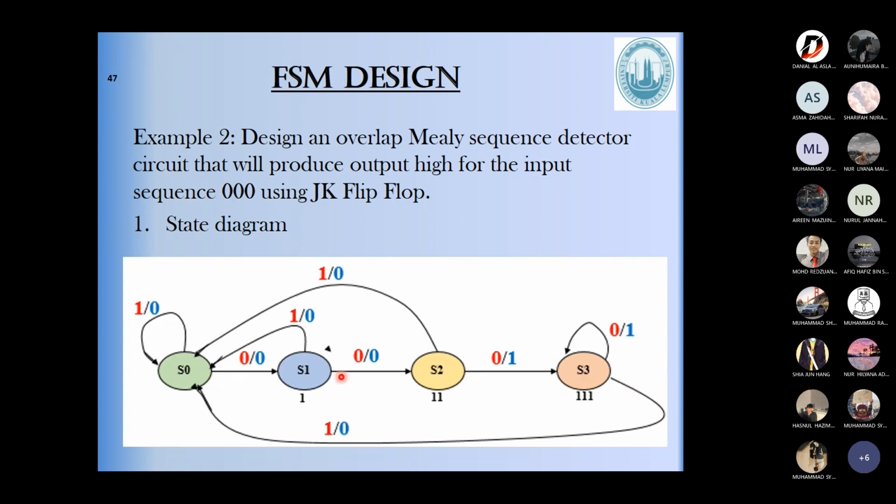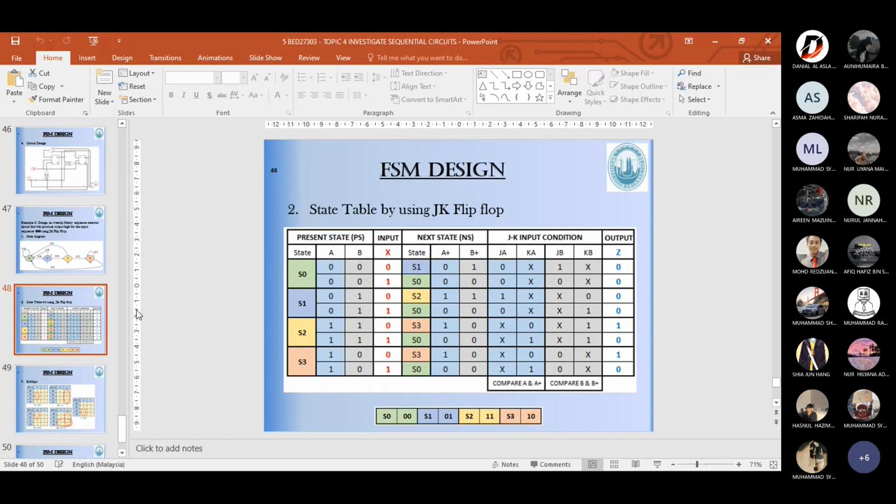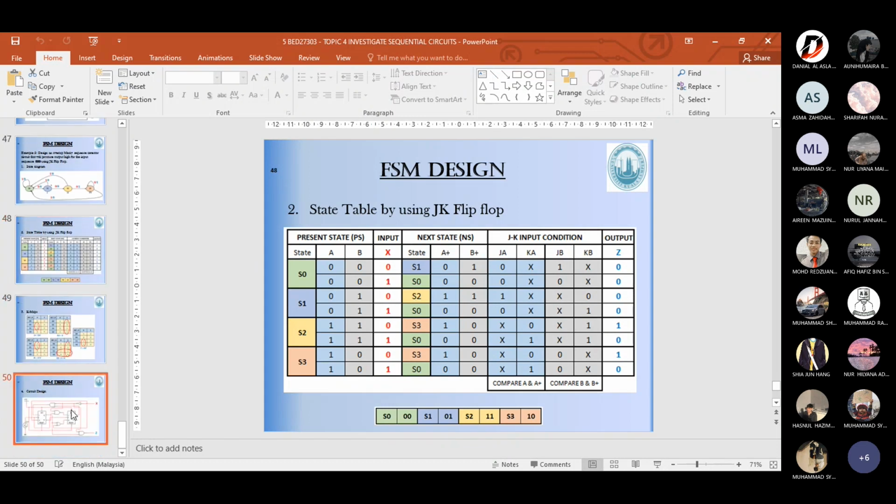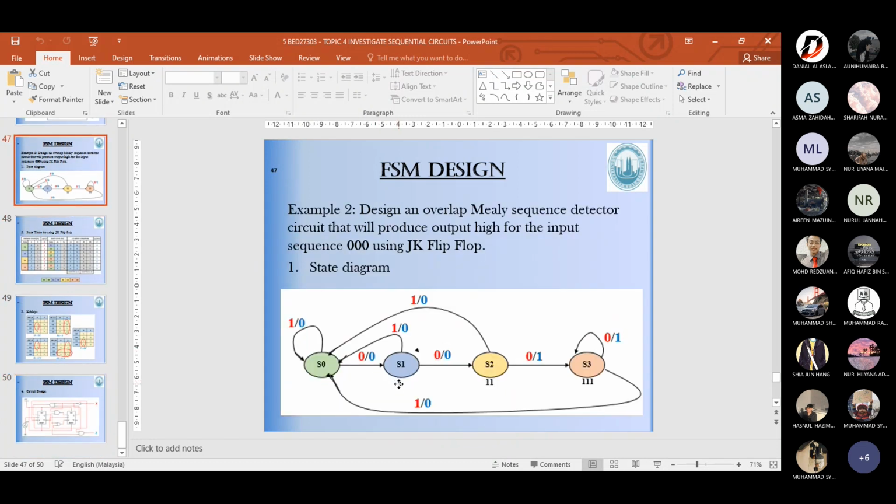So the straight line will be 000. Look at the red. State 0 to state 1, 0, output 0. State 1 to state 2, 0, output 0. State 2 to state 3, 0, output 1. Why is the output 1? Because it has found 0, 0, 0. Okay, the bottom one is wrong. Okay, in your notes, please. This should not be 1.